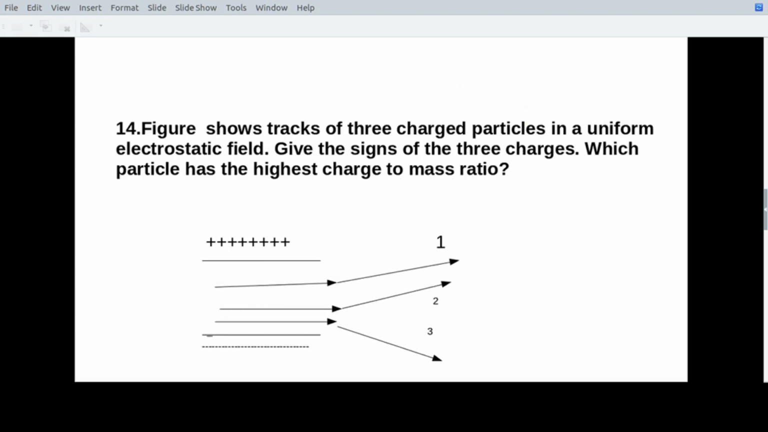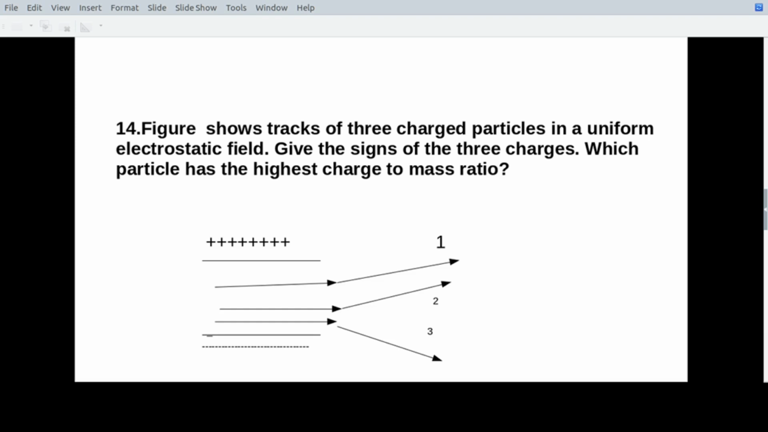Now, question number 14. Figure shows tracks of 3 charged particles in a uniform electrostatic field. Give the signs of the 3 charges. Which particle has the highest charge to mass ratio? In the figure you have a uniform electric field and you have 3 particles. In the question you are given these 3 are charged particles and you have to find out the signs of these charges.